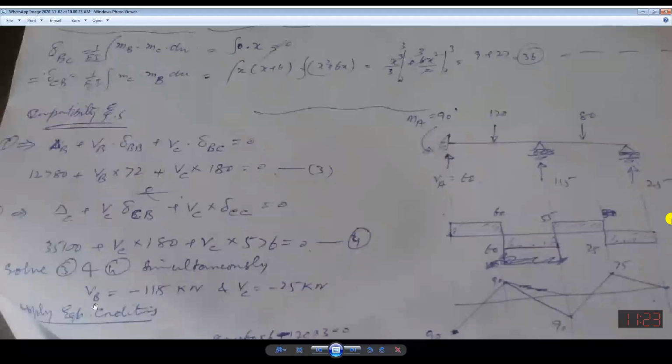minus 150 and VC is minus 25. Now from the result you can see that the assumed directions of the forces, those were not right. It should have been applied upward. The assumed direction of downward application of the load, that was not right, and it should have been applied upward. Now, once you apply this one upward, this is known, this is known, this is known, this is known. Now, this is cantilever beam simply.